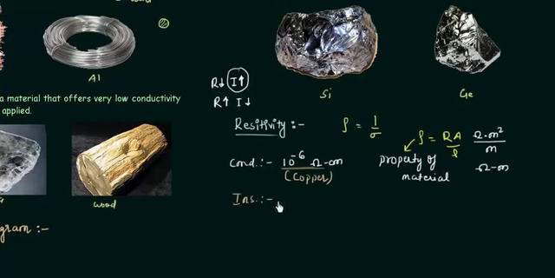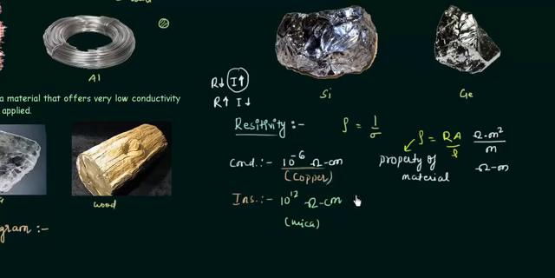For mica, it is 10 to the power 12 ohm centimeter, and you can see this is a huge amount of resistivity, 10 to the power 12. You can guess what amount of resistance this material is going to offer to the flow of charge. That's why we can say that the flow of charge is negligible for mica.